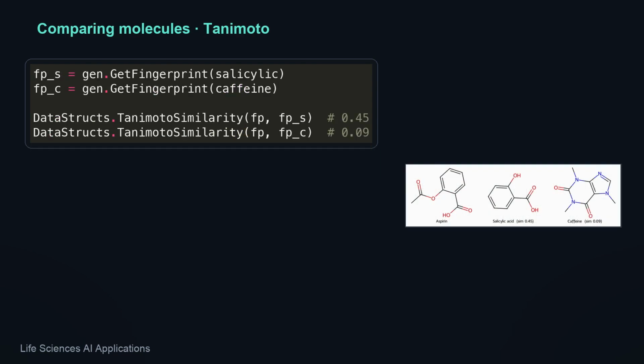Which brings us to similarity. Take 2 fingerprints and compute the Tanimoto coefficient. 0 means nothing in common, 1 means identical. Aspirin versus salicylic acid, its close chemical cousin, scores 0.45. Aspirin versus caffeine, a totally different molecule, scores just 0.09. That single number is the entire engine behind similarity search, finding new molecules that look like ones you already know work.